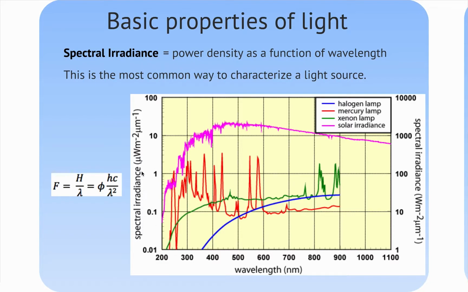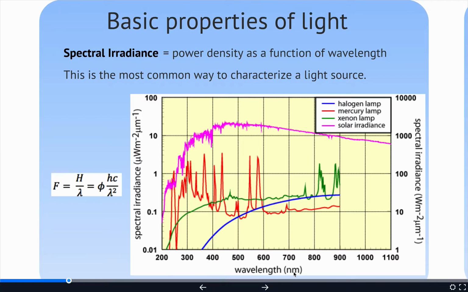This vertical axis is spectral irradiance, in units of microwatts or watts per meter squared, so per unit area, per micrometer. This per micrometer is the wavelength. The horizontal axis is wavelength, in nanometers. Okay, so this pink curve here is the solar irradiance. This is in logarithmic units. You see this is 0.01, 0.1, 1, 10, so it's logarithmic units. That's why it looks a little strange. This is what you see from the sun.